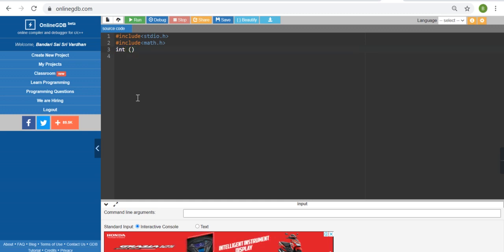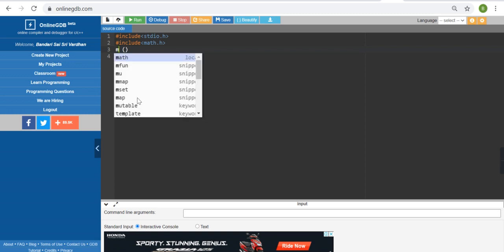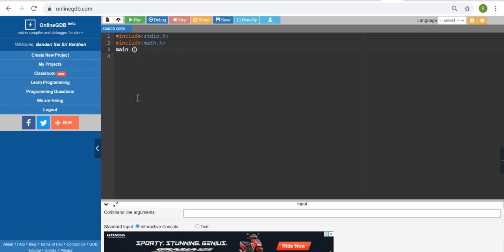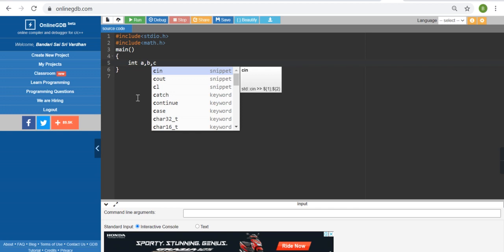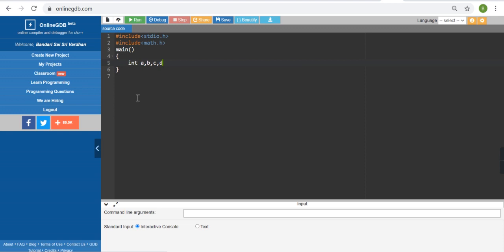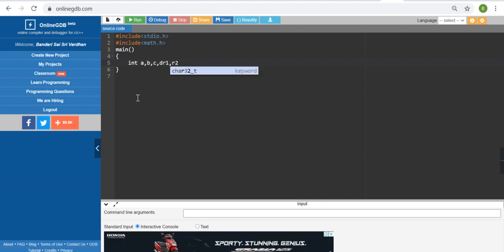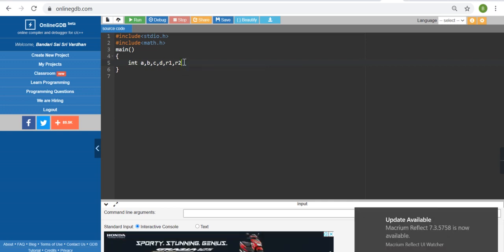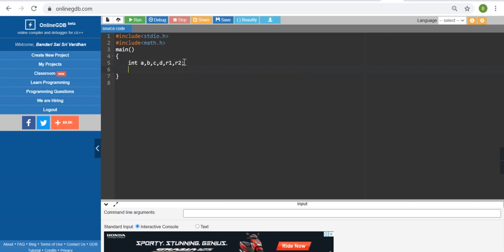Now the next one, the main section. After the main section, I have opened the curly braces. Now I am declaring some variables: a, b, c, and d, which I already discussed, and r1 and r2. These are root 1 and root 2. Okay, right. The declarations have been completed.